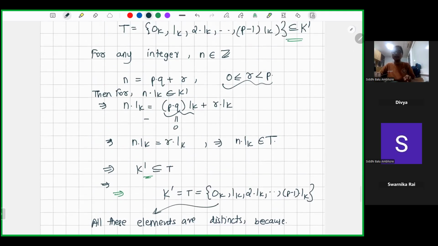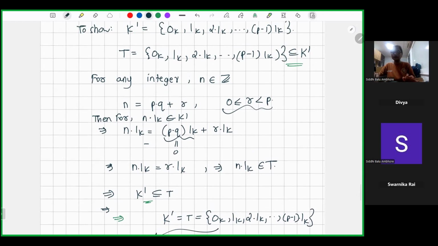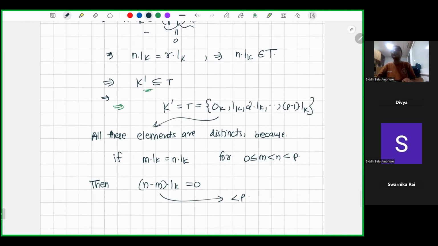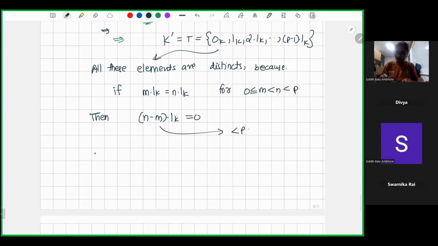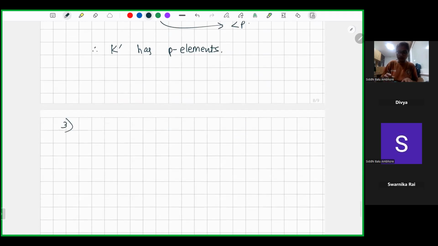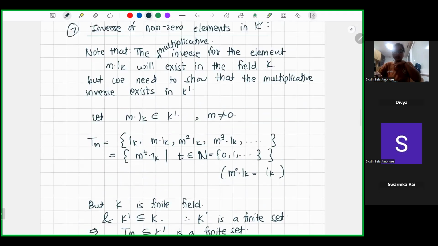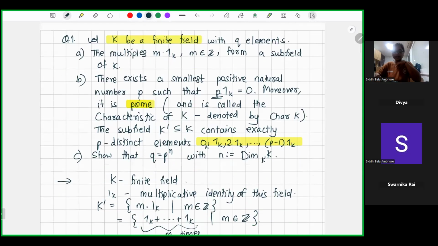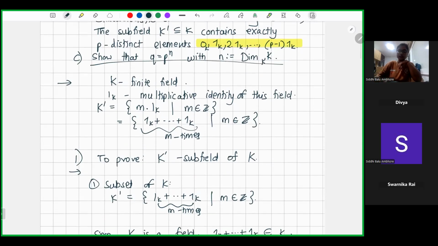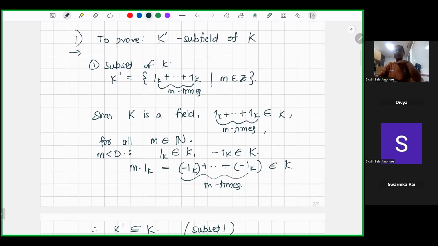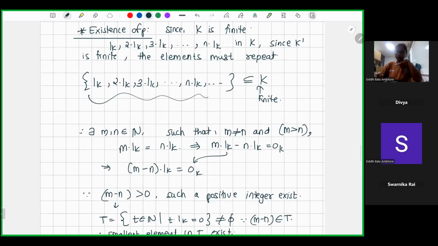So precisely we proved that K' is equal to this set, every element of this set is distinct, and it contains precisely p elements. So K' has p elements, and this is what we wanted to prove as the second part. Now the third part: that the original field K has cardinality some power of p, where n is the dimension of K over K'. So we'll see how to prove this.